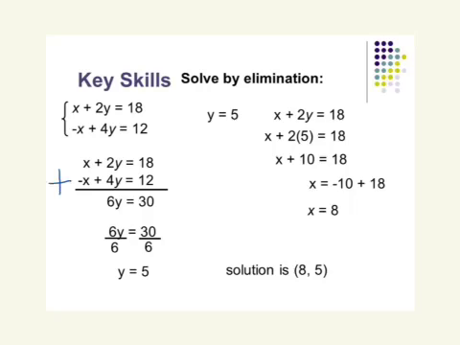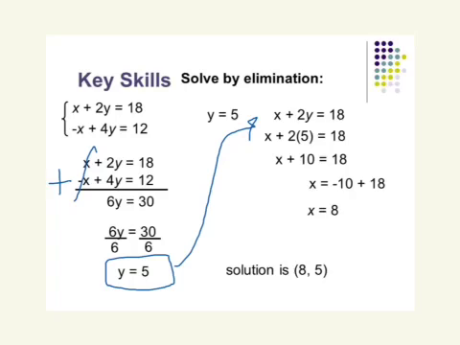When we add these two equations together, the x's are eliminated. And what we're left with is 6y equals 30. We could then divide both sides by 6, and we have our first value, which is y equals 5. We then take y equals 5 and plug it back into one of the two original equations. Once again, which one you choose is totally up to you.